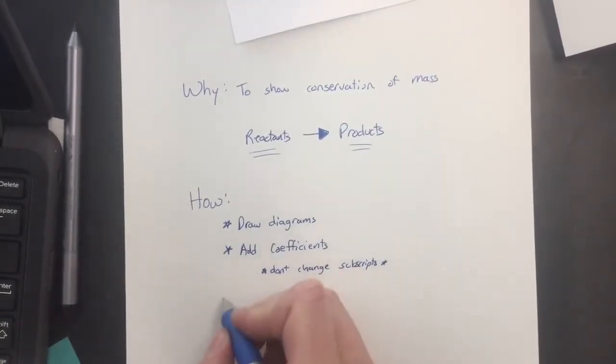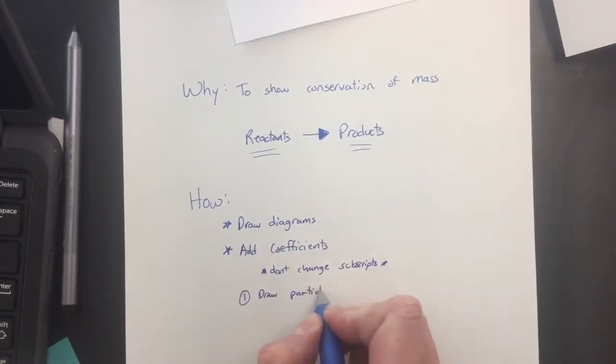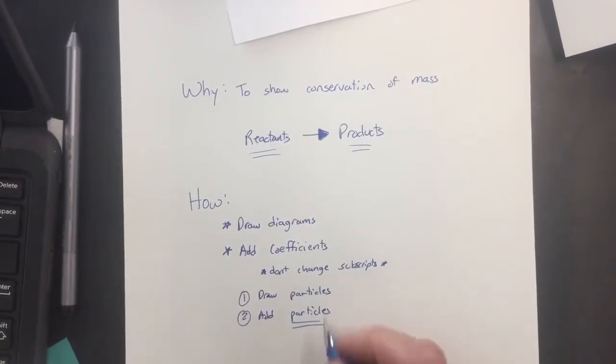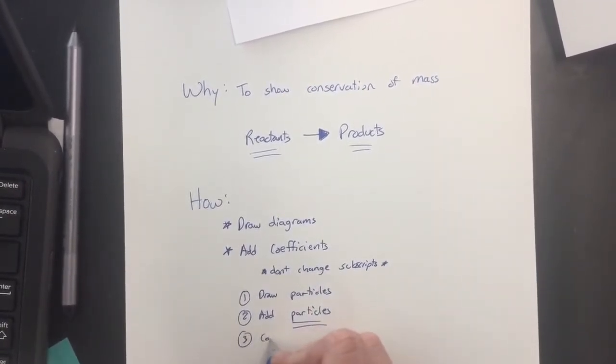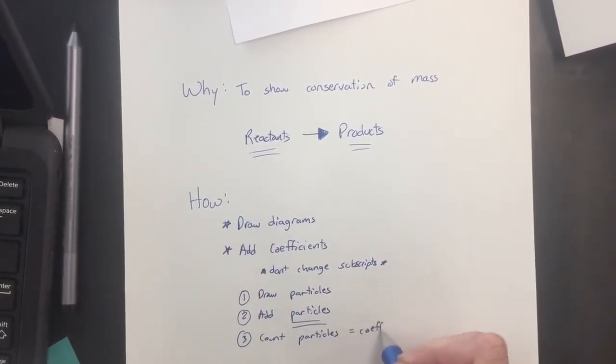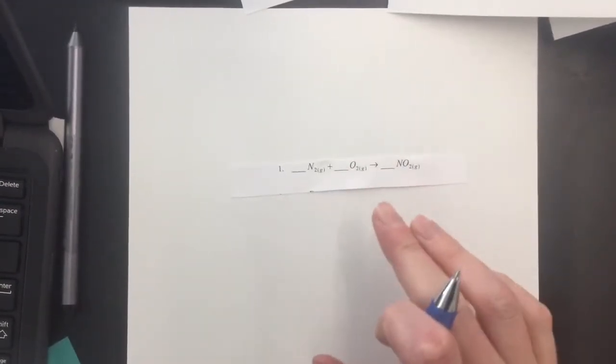And the method that I go about doing it is the first thing I do is I draw all the particles. And then what I do is I add particles, the whole particles, until I have the same amount of stuff on both sides. And then I count them up, and that is the coefficient that I write down. So I'll write that down, coefficient. Okay, so now how I draw them, there's a bunch of different ways that you can draw them, so we'll do some examples.